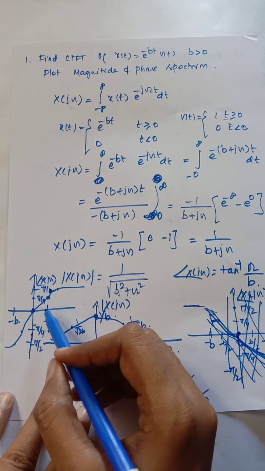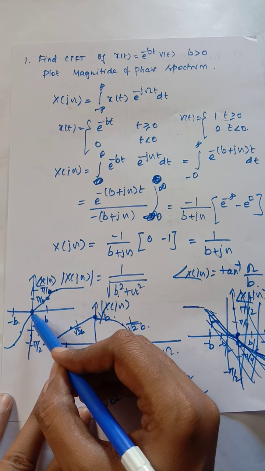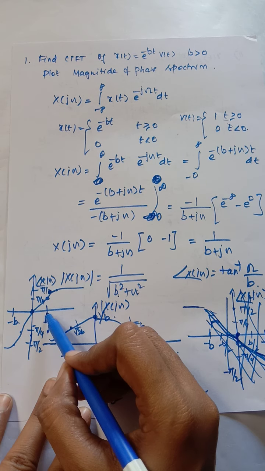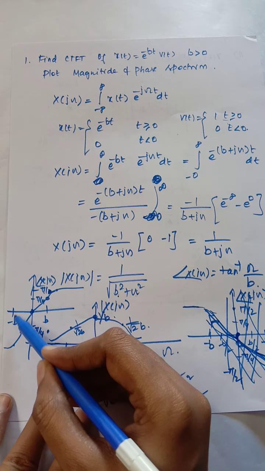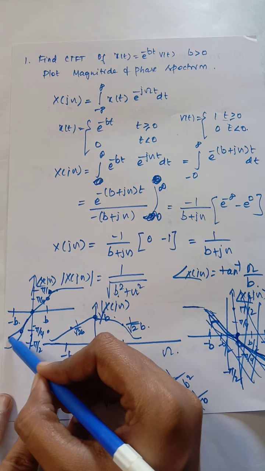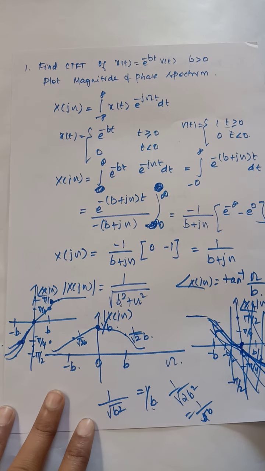Similarly, for the phase, what I am going to do is substitute omega equal to 0: tan inverse of 0 is 0. When I substitute omega equal to b, I will get pi by 4. When I substitute minus b, I will get minus pi by 4. Okay, so this will be like this, minus pi by 4. So you will get a plot like this.